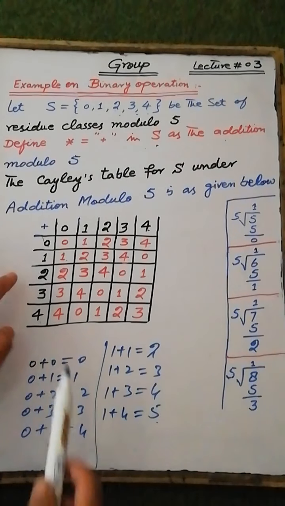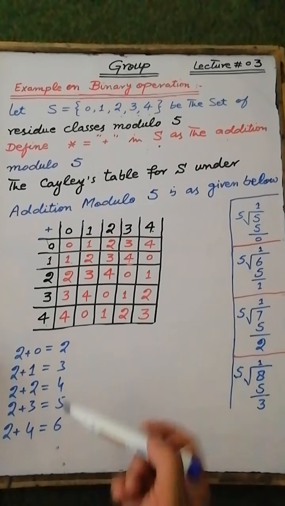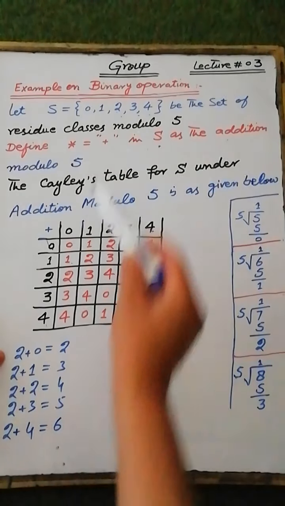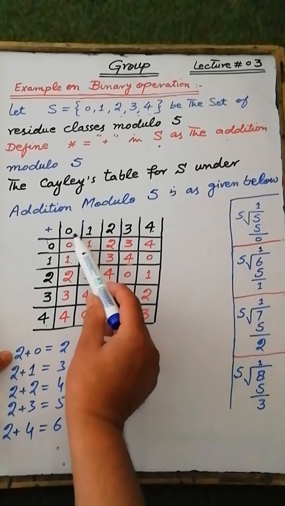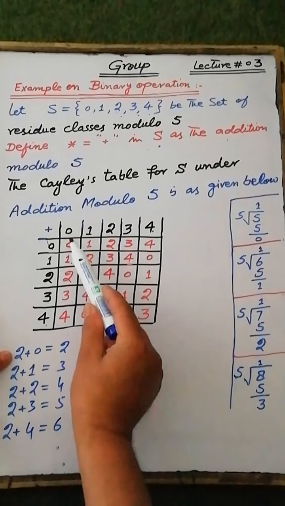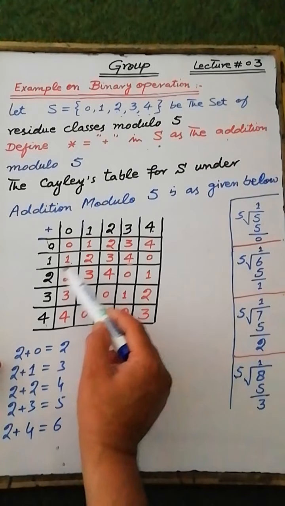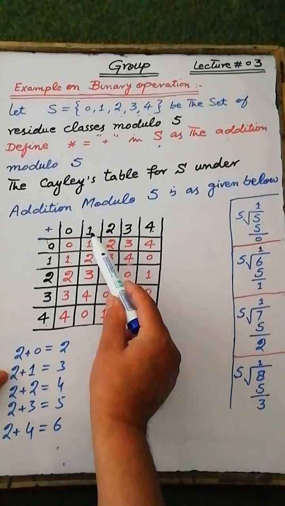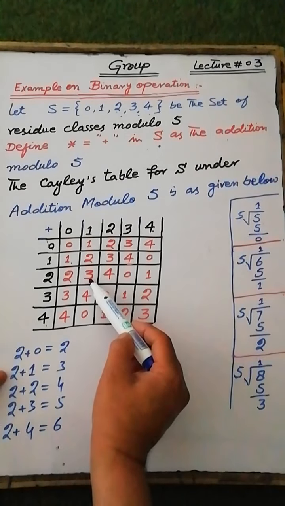And similarly, 2 is an element of the set S. Add 2 with each element of the set S. 0, 1, 2, 3, 4 are the elements of the set S. 2 plus 0 is equal to 2, which is less than 5. We write it here. 2 plus 1 is equal to 3. The result is less than 5. We write it here.